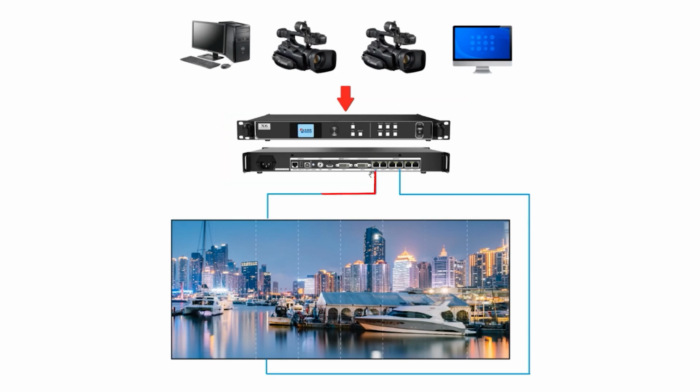The number 1 network port of the X6 serves as the main network port and connects to the first receiving card of the screen. The output port of the last receiving card connects back to the number 4 network port of the X6 via a network cable. This creates a loop between the number 1 network port and the number 4 network port.